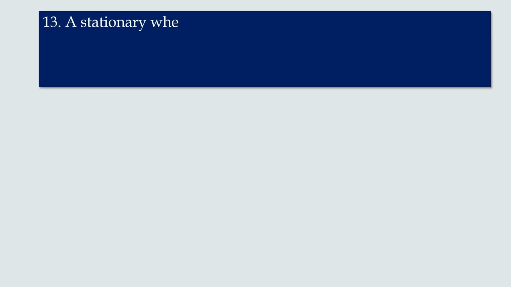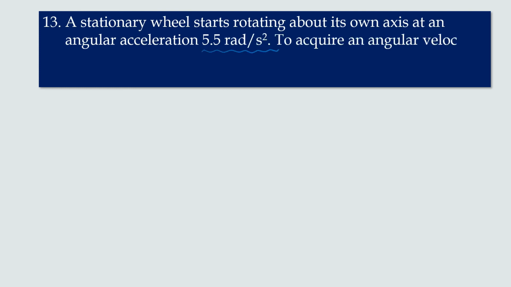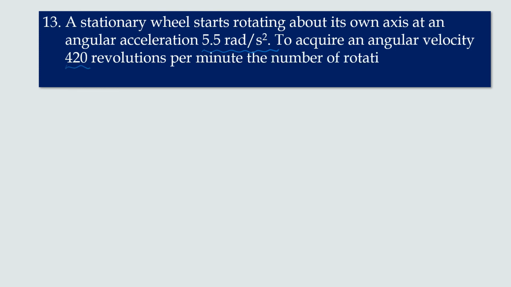A stationary wheel starts rotating about its own axis at an angular acceleration of 5.5 radians per second square. To acquire an angular velocity of 420 revolutions per minute, the number of rotations made by the wheel is? Here we have to calculate the number of rotations. Now let us go to the solution.